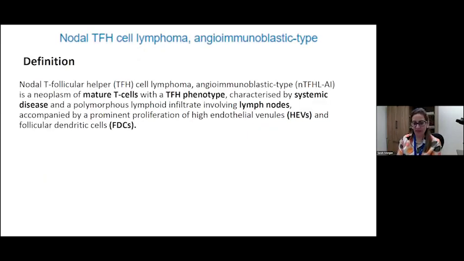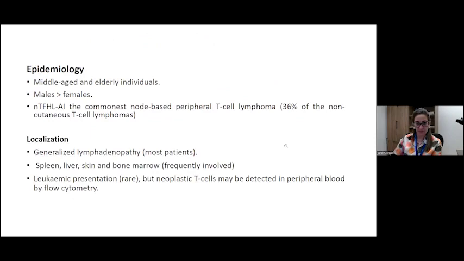If we focus today, as the case I have mentioned, on the nodal T follicular helper lymphoma, angioimmunoblastic type. So this is defined as a mature T cell lymphoma. And as we mentioned on the immunostains, this is a T follicular helper phenotype. And it's characterized by systemic disease and polymorphous lymphoid infiltrate and high endothelial venule proliferation, which are sometimes called arborizing high endothelial venules, and expanded follicular dendritic cell meshworks.